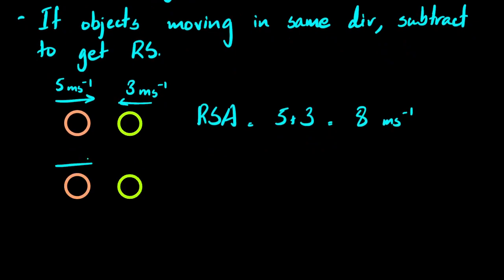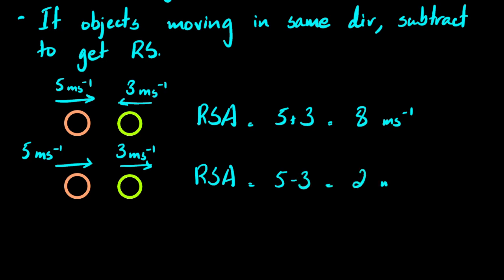Let's make just one change to this at a time. So this one is still traveling at 5 towards the right, this is traveling at 3 towards the right. So again, we know that this being the speedier one would catch up to this. The one in orange is approaching the one in green, but because they now have the same direction, we are going to subtract to get the relative speed of approach. This would be 5 minus 3, which is 2 meters per second.